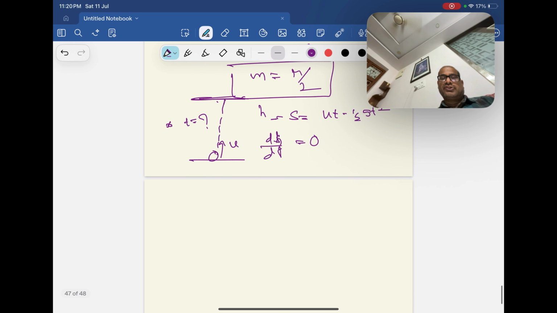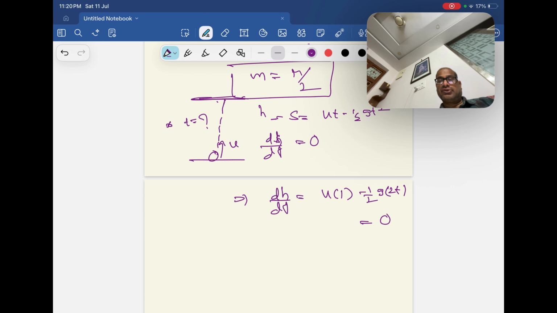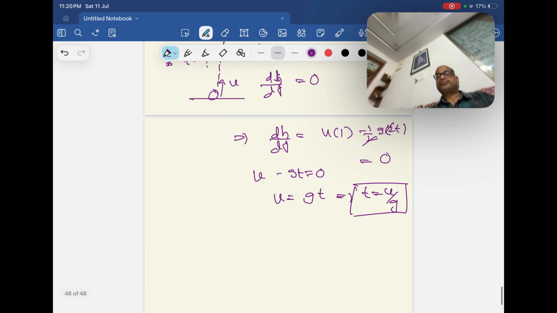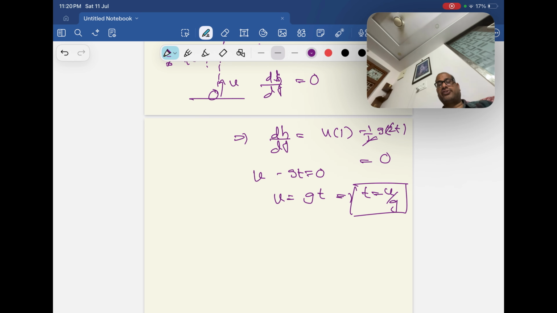What will you get? dh by dt, or ds by dt, is u into 1 minus 2t, sorry, u minus g t, and make it equal to 0. So u is equal to g t. So t will be u by g. This is the time after which the height becomes maximum.